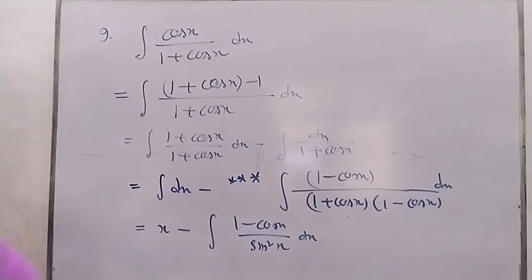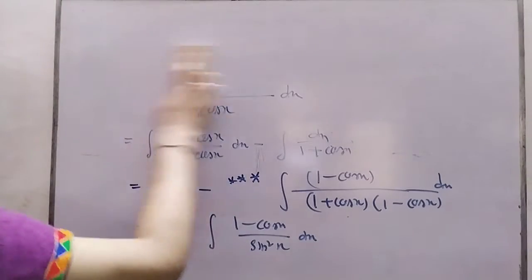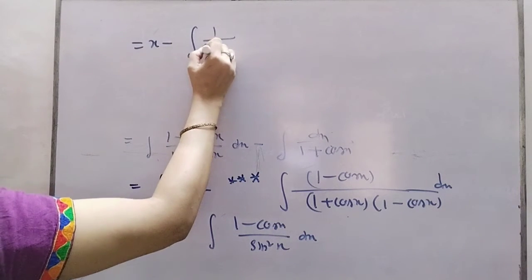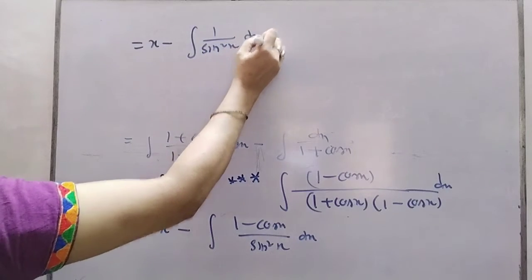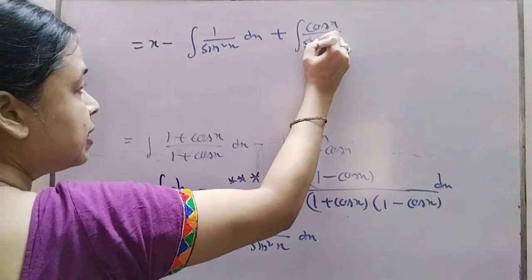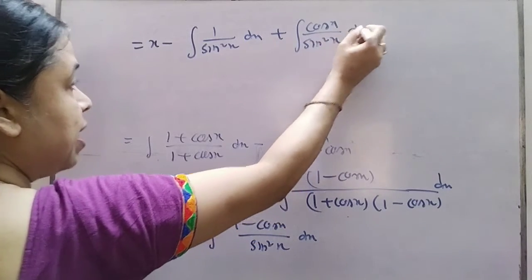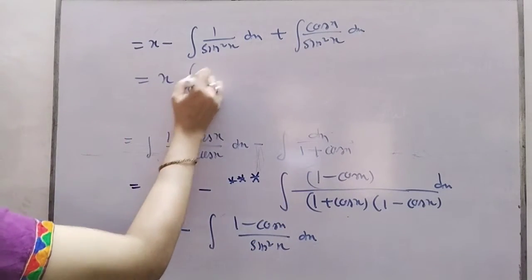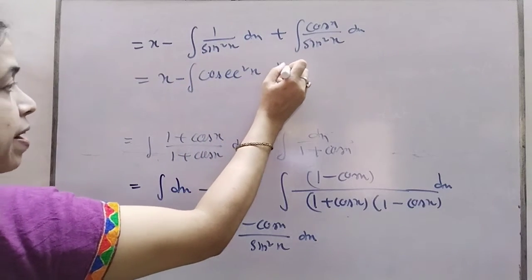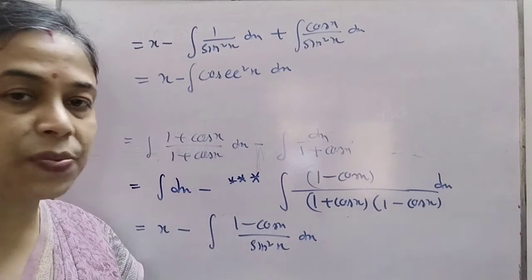Now again I am going to separate it as a sum of two expressions. For this purpose, it is already integrated. This is minus 1 by sin square x into dx, minus minus plus cos x by sin square x into dx. This is equal to what? It is minus, it can be converted to integration of cosec square x dx. But cos x by sin square x is not directly integrable.